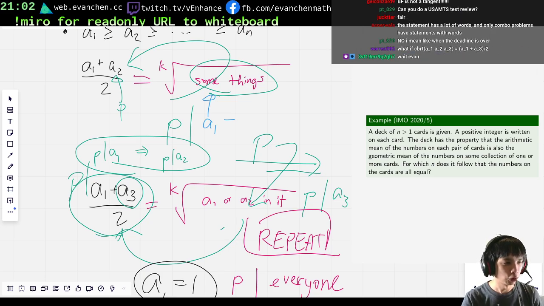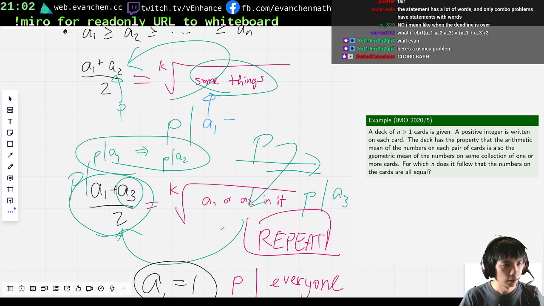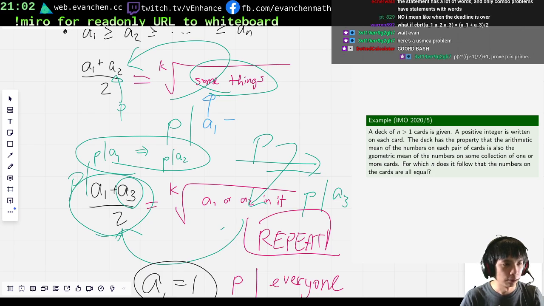Maybe. What if cube root of A1 A2 A3 is (A1 plus A3) over 2? That's fine. My point is that there needs to be a number that's at least A2 inside, even if A2 equals A3.